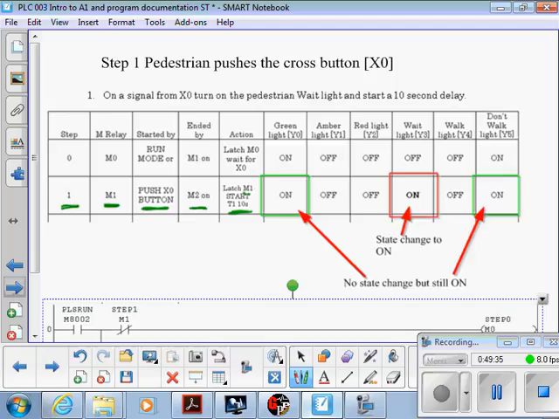It also has to make sure the green light stays on, the don't walk light stays on, and we've got a state change for the wait light. The wait light also comes on. So as soon as someone pushes that button, the visible action is that the wait light lights up. And behind closed doors, invisible to the person that pushed the button, a timer for 10 seconds has been started as well.